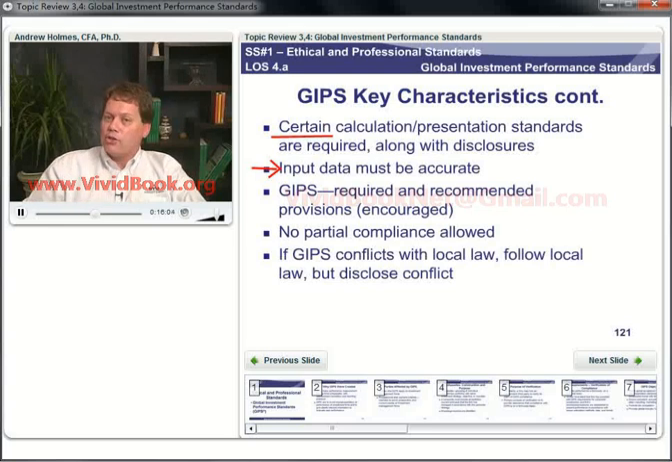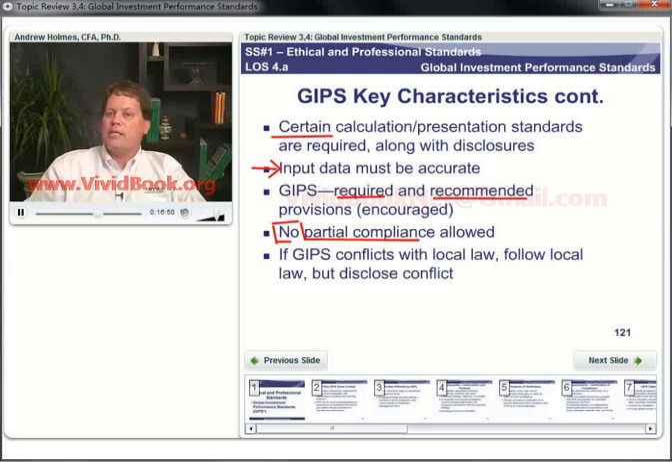Okay? Now, there are going to be two parts to studying GIPS. One of those is the required elements. You can't claim compliance without complying with the required elements, obviously. And then there are also going to be some recommendations, which are certainly encouraged. But if it's a recommendation, it's just that. It's a recommendation. You don't have to comply with it. Okay? What about partial compliance? Well, essentially, there is no partial compliance. So you can't say, this presentation is presented in compliance with GIPS except for, and then list the exception. You can't claim compliance on anything but a firm-wide basis, and you can't even mention GIPS unless you're claiming compliance, and you can't claim some sort of partial compliance.